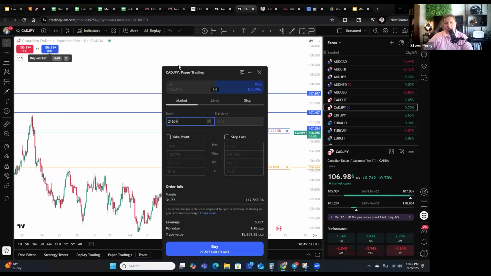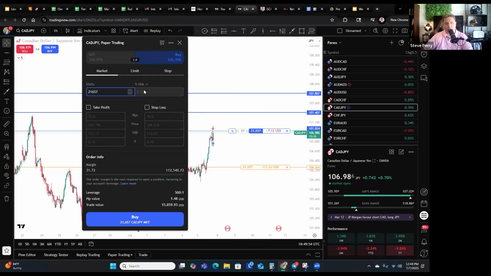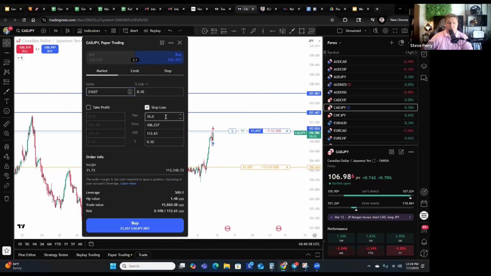I'm going to hit buy again. Okay. It's going to remember all the credentials from my last trade. I'm still going to use a 76 pip stop loss. Still. All right. My risk is still 0.1. That's the total risk on each trade for the entire week on every single signal: 0.1% risk.